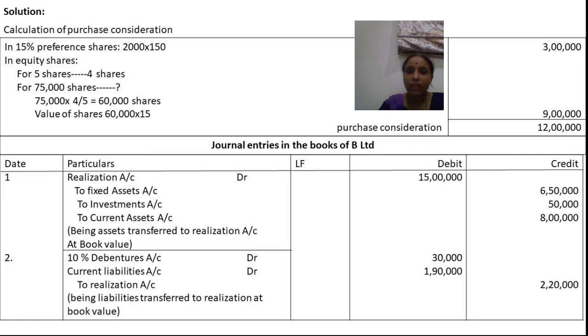Then we transfer the liabilities to the realization account. So 10% debentures 30,000 and current liabilities 1,90,000, to realization account 2,20,000. That means the amount is taken from the balance sheet given, that is B company's balance sheet.